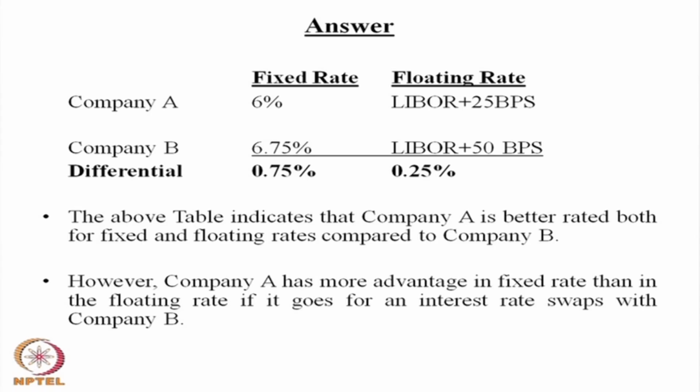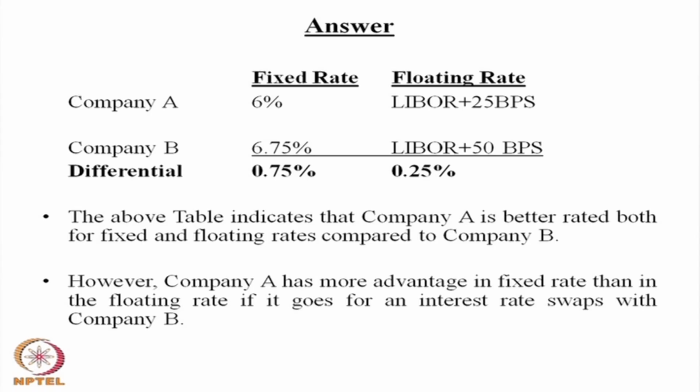So, the differential interest rate in the case of fixed between company A and company B: company A is getting 6% and company B is getting 6.75%. So, the differential interest rate is 0.75%. That means company A is getting a low interest rate, company B is getting a higher interest rate. So, the possibility is there that company A can borrow and give the money to company B. Company A will get 6% from the market, give it to company B and get a commission income for that. That is, a transaction may take place between the two companies.